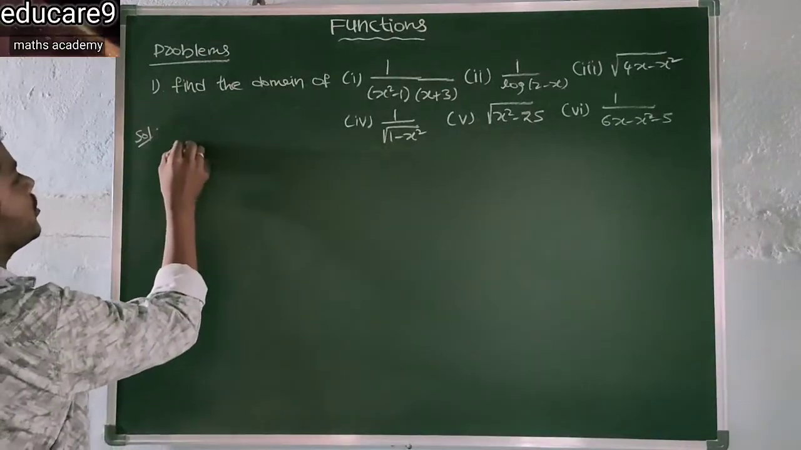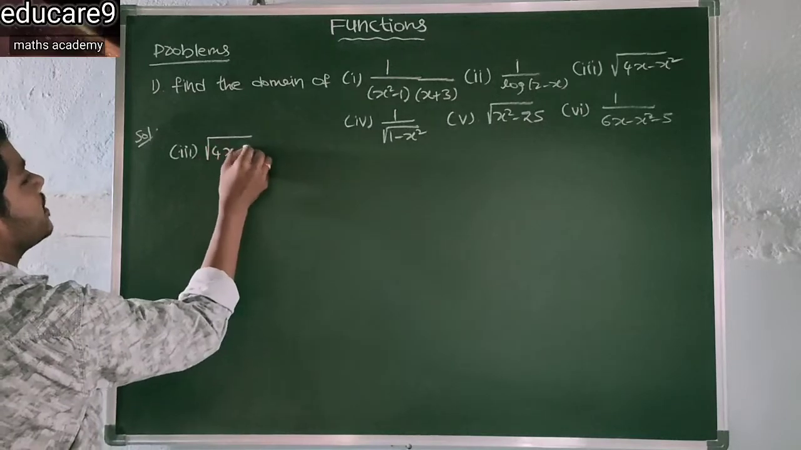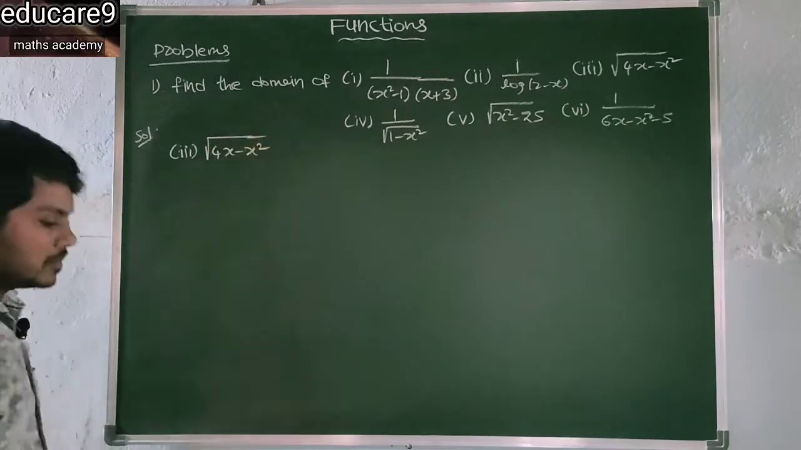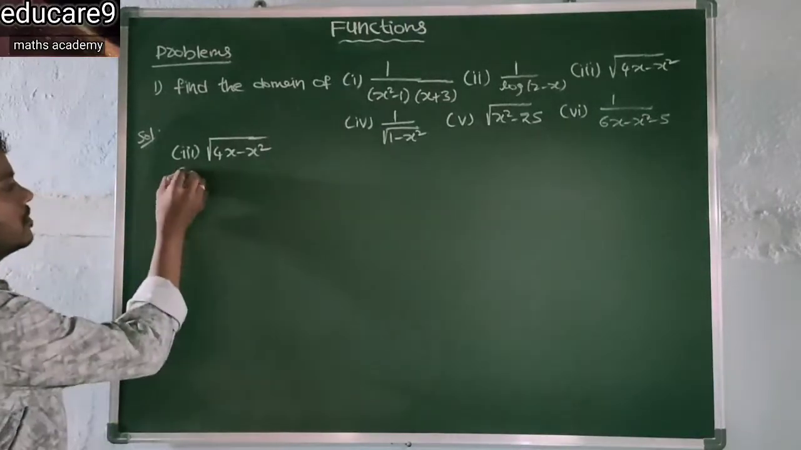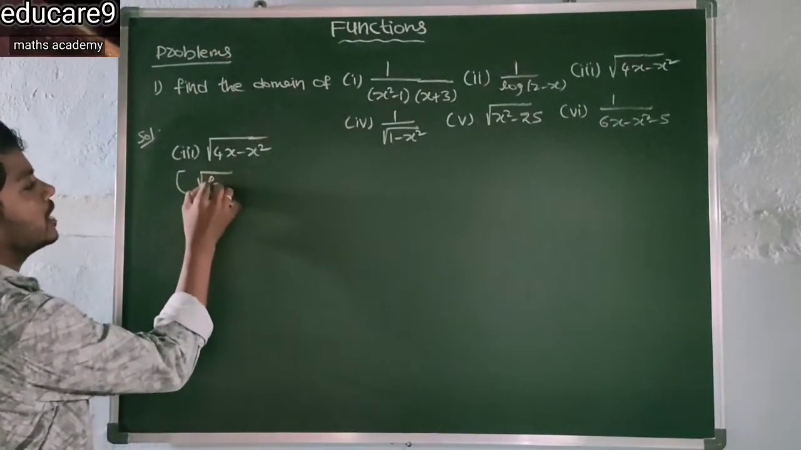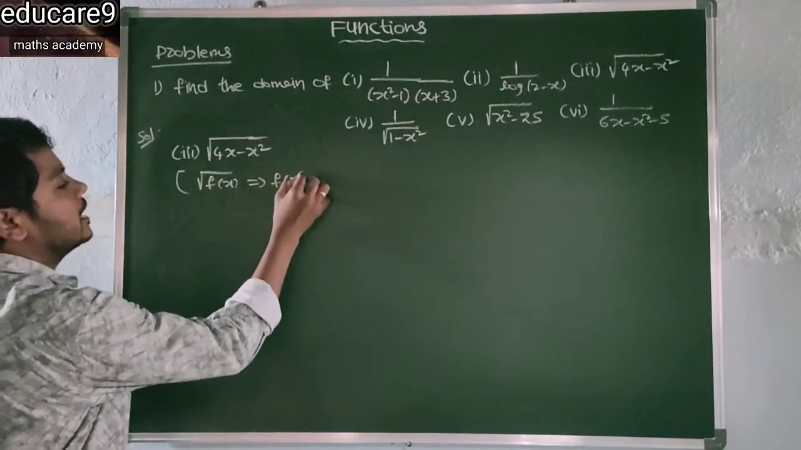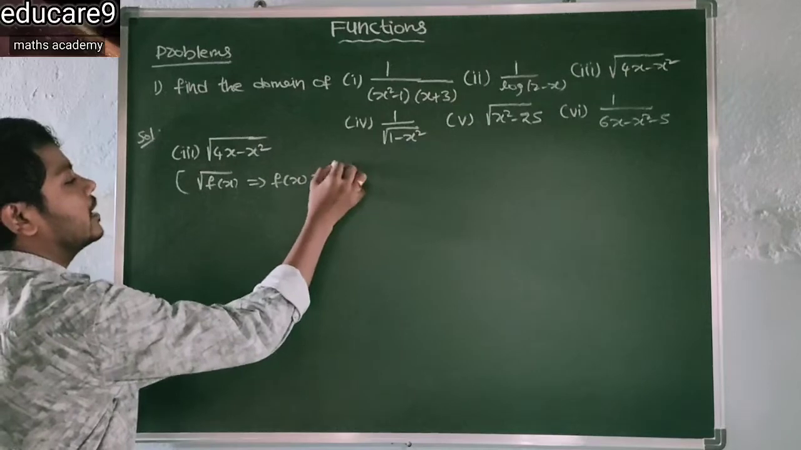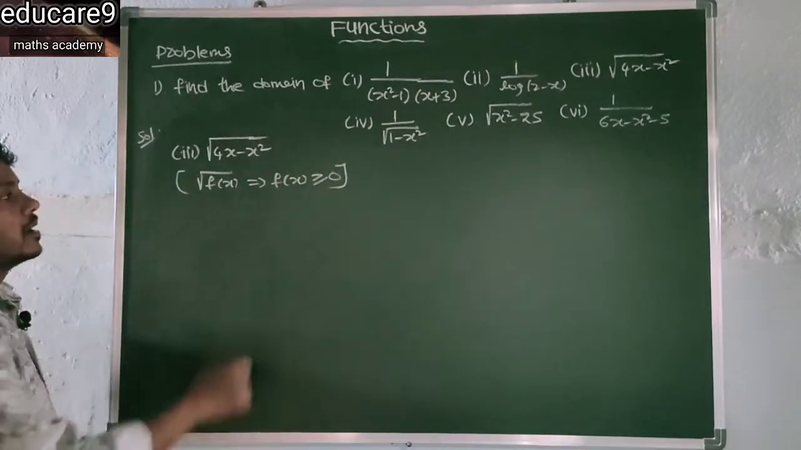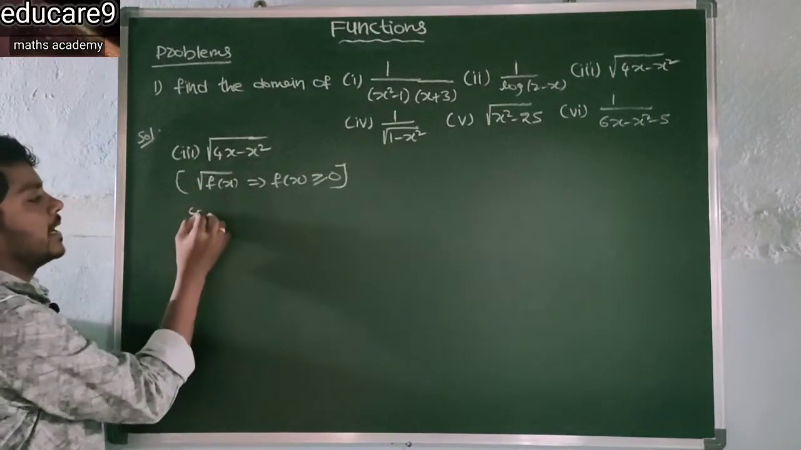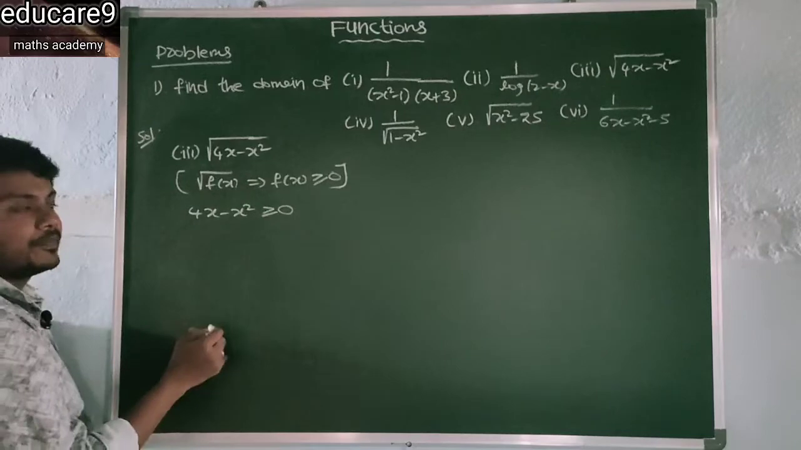Next is the third question. Square root of 4x minus x square. See here it is in the form of root f of x. So what are the root f of x conditions? f of x is greater than or equal to 0. Therefore, 4x minus x square is greater than or equal to 0.